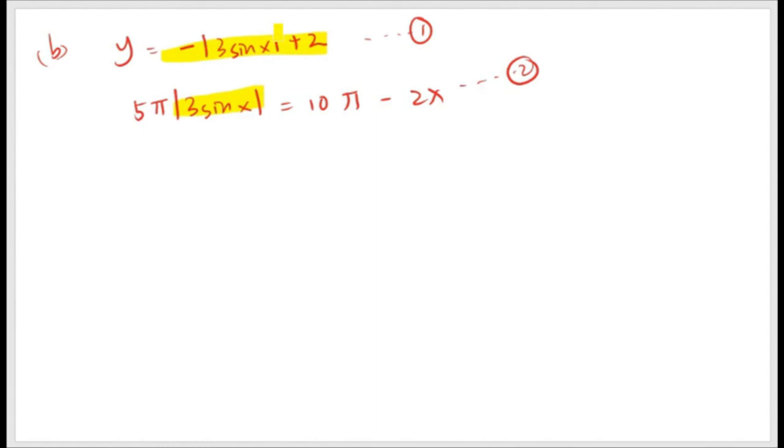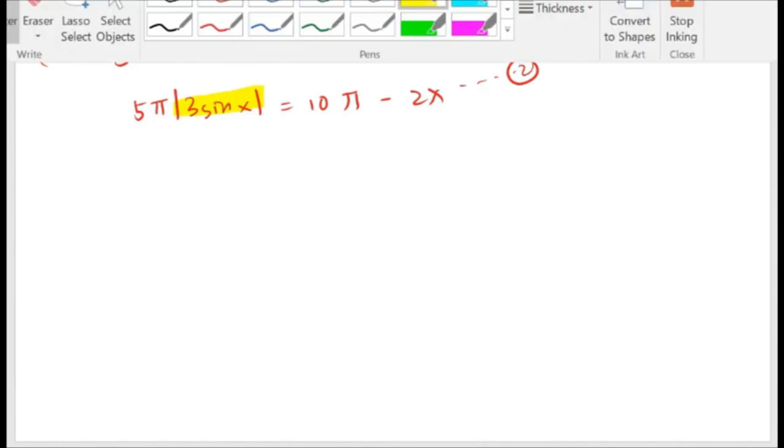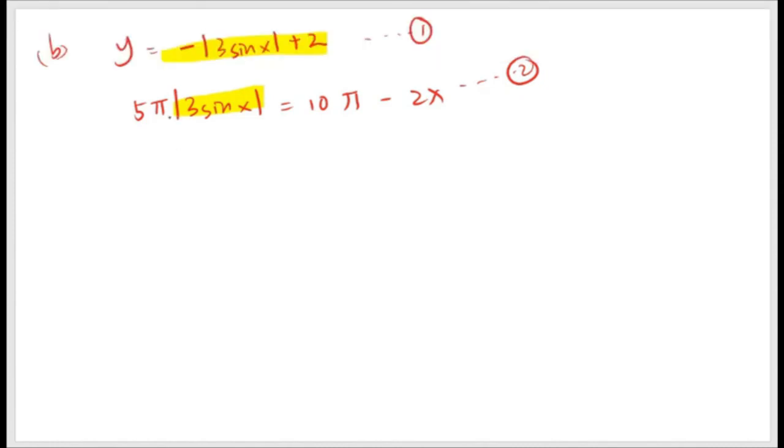Then you see this is negative. You want negative, right? So we change it to become negative. How to make it become negative? You can multiply by negative, so negative will become positive. So now you get negative 5 pi modulus 3 sine x equal to negative 10 pi plus 2x.